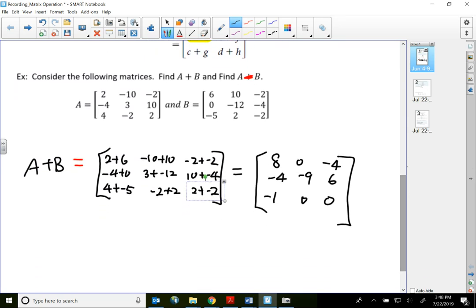Let's do subtraction. Subtraction simply means, again, row 1, column 1, subtract row 1, column 1 of B. So that's 2 minus 6, negative 10 minus 10. Let's write a few. Negative 2 minus negative 2.